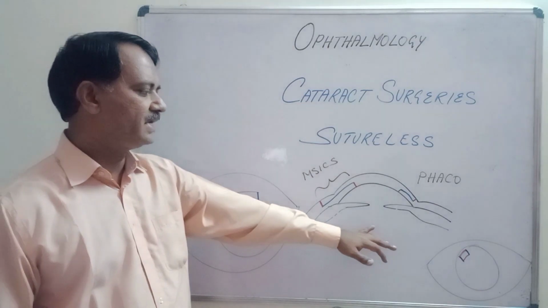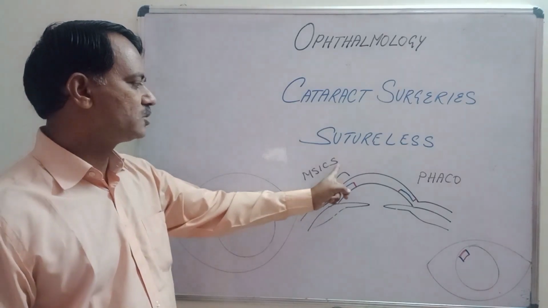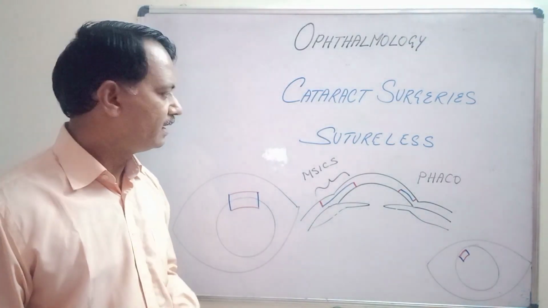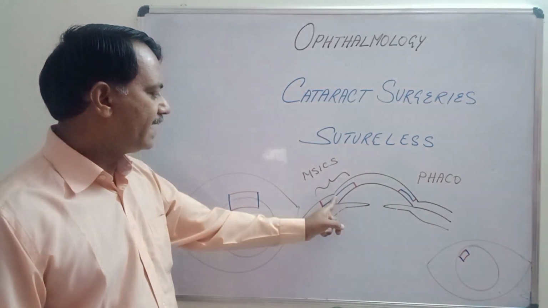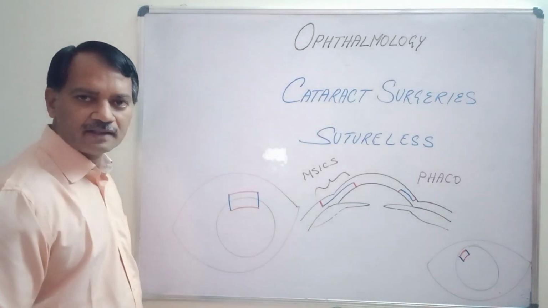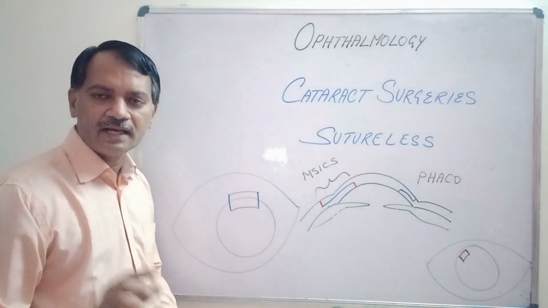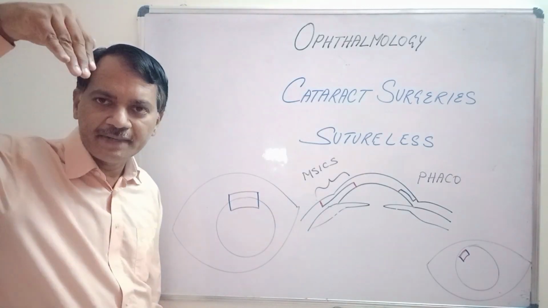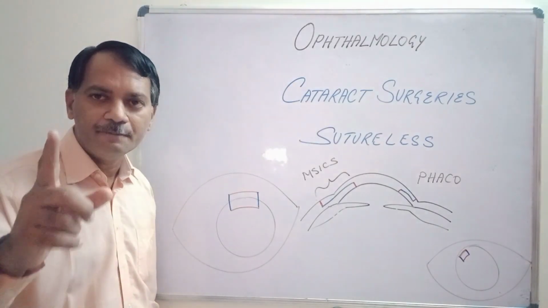So I have drawn a picture of the eyeball with a cross section. This side I have written manual small incision cataract surgery, and this side I have written phacoemulsification surgery. So in manual small incision cataract surgery, behind the limbus, so this is the limbus, 2 millimeters away, that is in the sclera, we make a partial thickness incision. The sclera is about 1 millimeter in thickness, so we make a 0.5 millimeter vertical incision into the sclera, 2 millimeters away from the limbus.